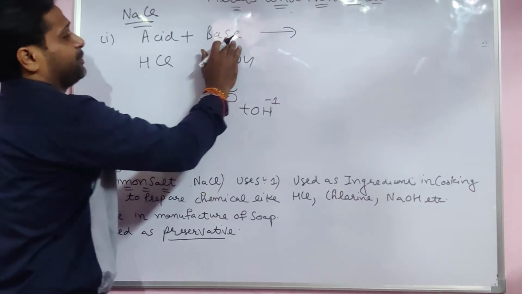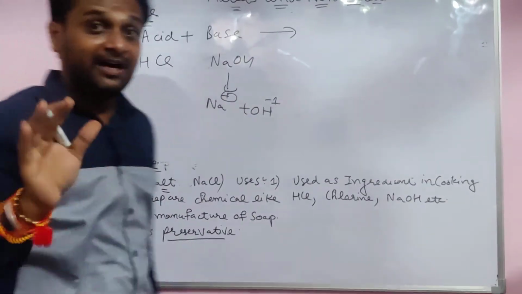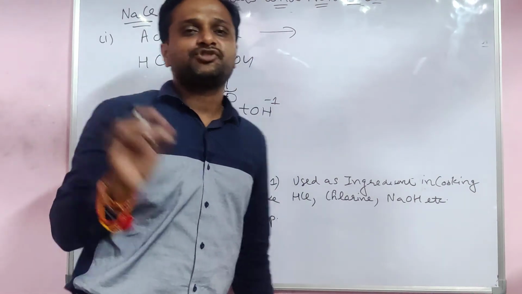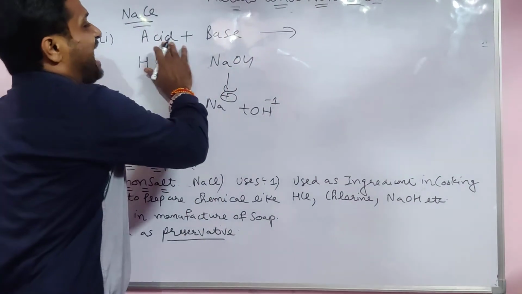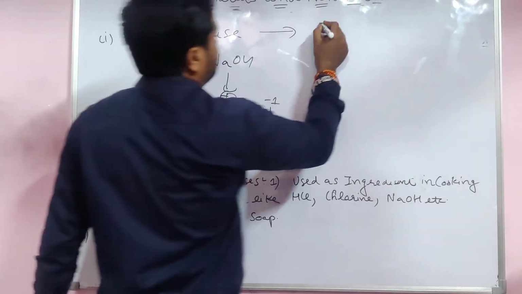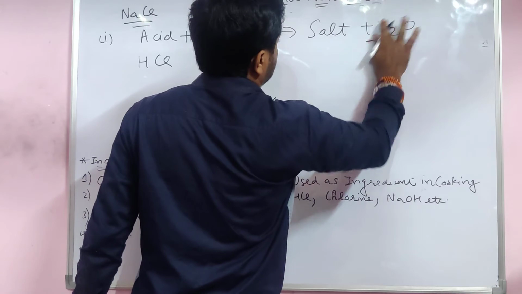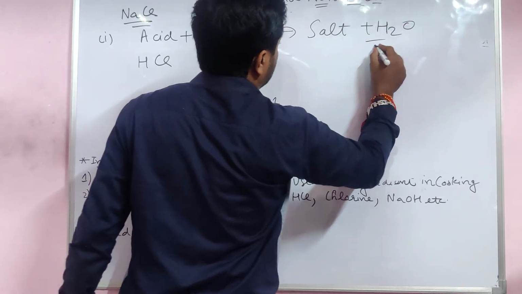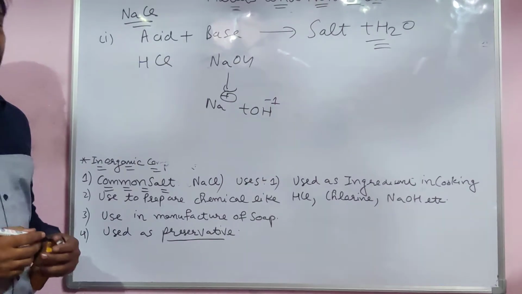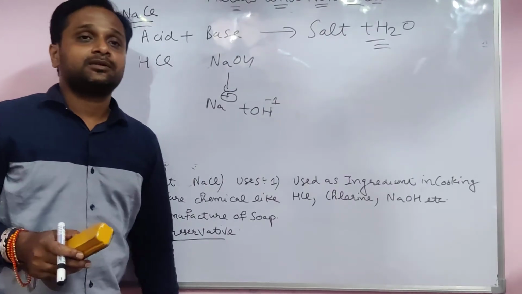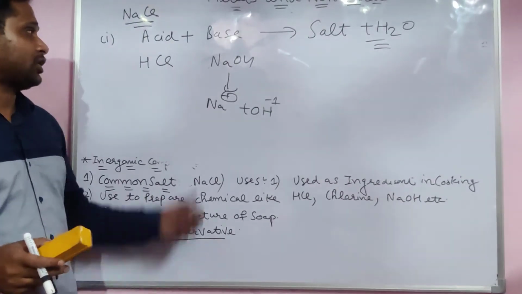So acid plus base, this is a general reaction. You have to revise all of them. About 9 reactions are there, and chemistry is very easy for you, students. Acid plus base gives salt plus water. Keep in mind, do not forget this thing. Important things are there for all classes.